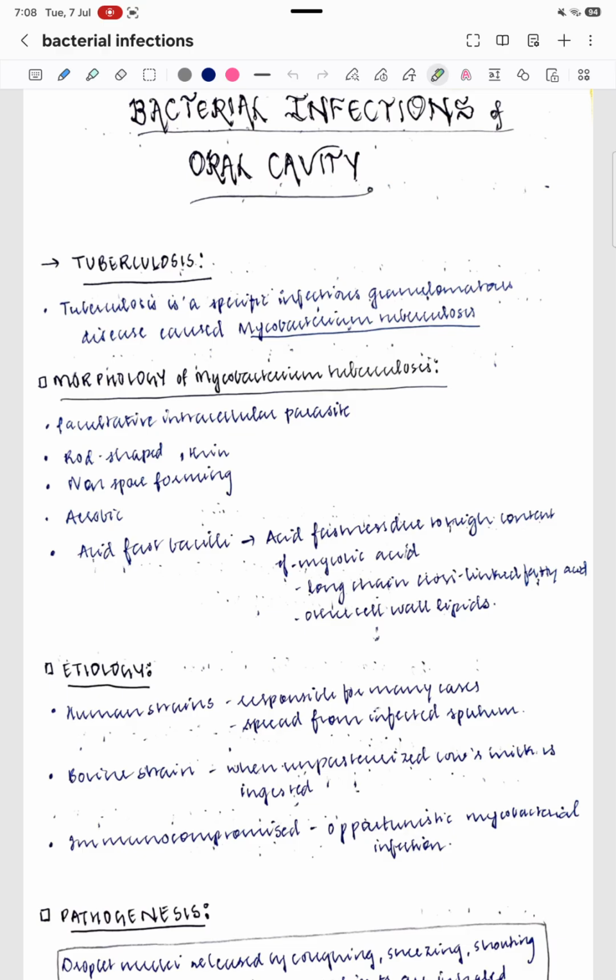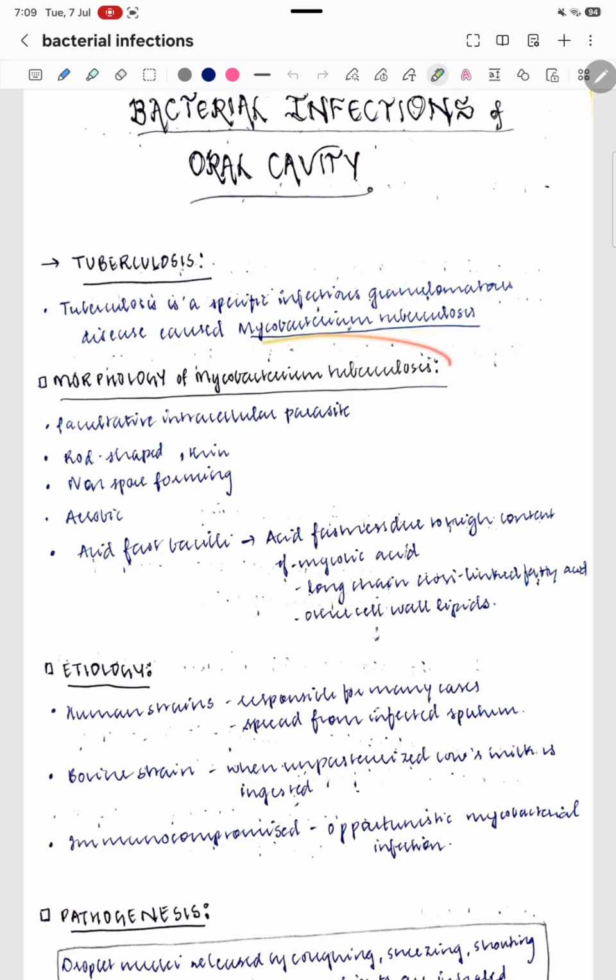Now starting with tuberculosis. Our first bacteria is tuberculosis. Tuberculosis is a specific infectious granulomatous disease, caused by the bacteria Mycobacterium tuberculosis. So the TB causing bacteria is Mycobacterium tuberculosis, right?